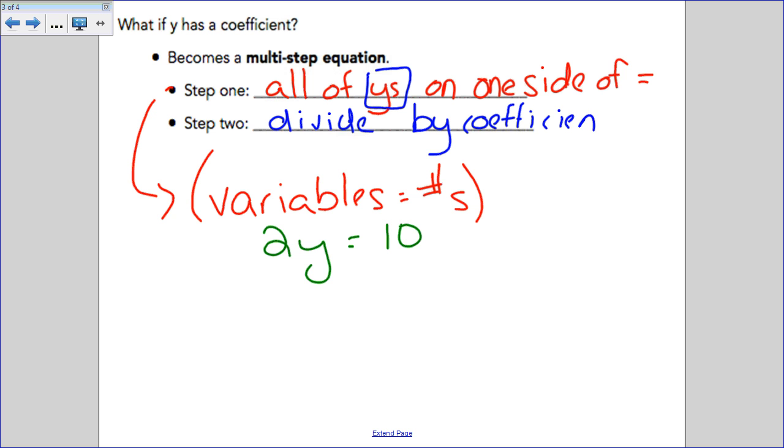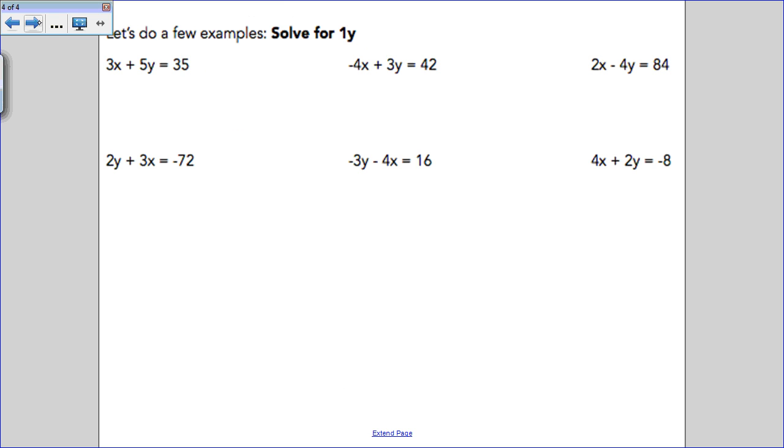Okay, the second step is just to divide by your coefficient. So if it is 2y equals 10, you guys know what to do. You divide by 2 on both sides of your equation. You get y equals 5. Okay, let's practice a few examples of this. What's my first step? Remember, I want my y's to equal everything else. I'm going to put them in y equals mx plus b form.